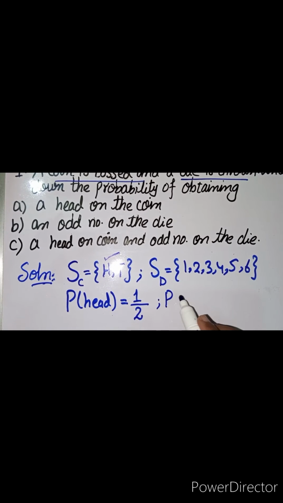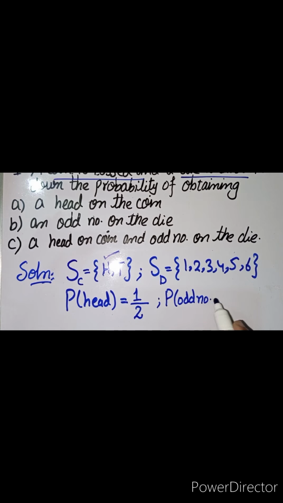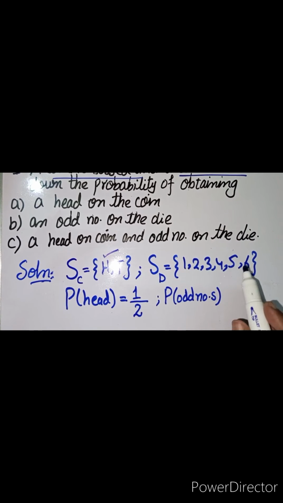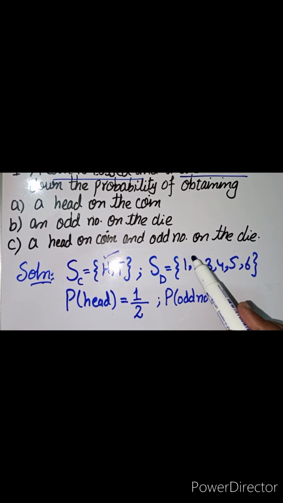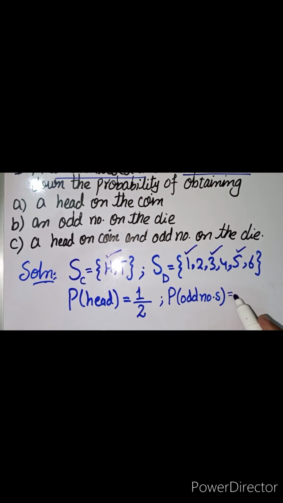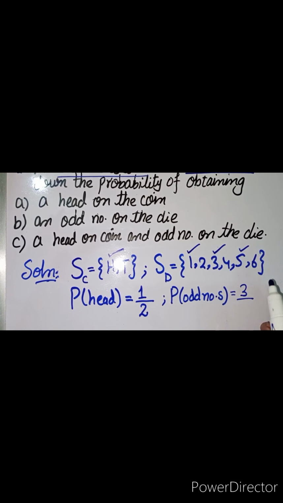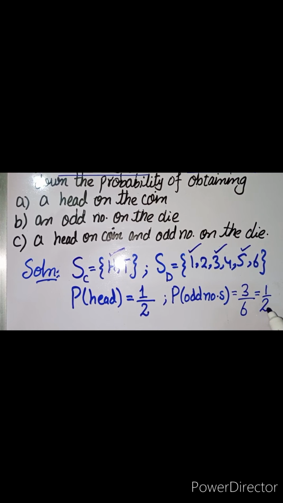Come to part B, probability of odd number. First see the total number of odd numbers, 1, 2 and 3, and write down the total number of outcomes that are 6. After simplification you will get 1 by 2.